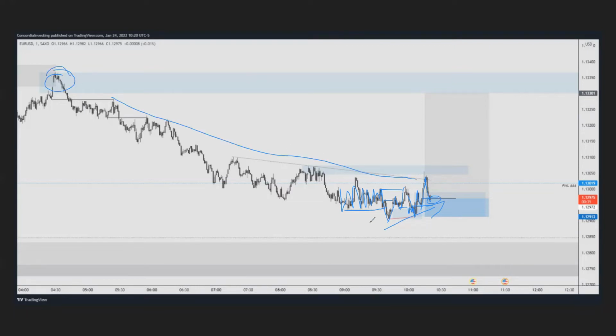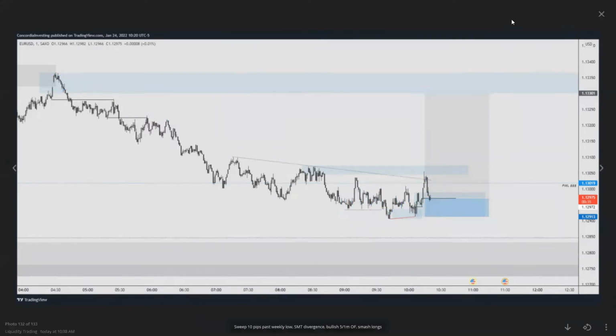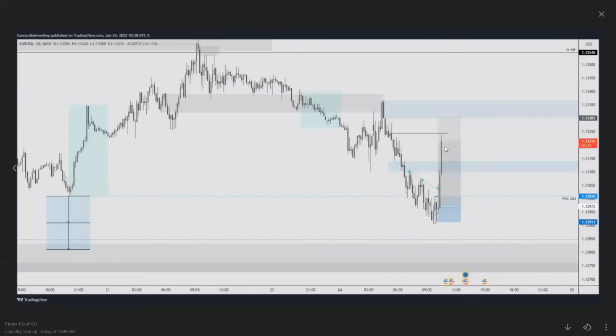This is London's high. And then this was New York's low. You can see what the time was: 9:30 a.m. caused the sweep. And then that was the move up. That was the anticipated move up. And essentially, yeah, that's exactly what happened.